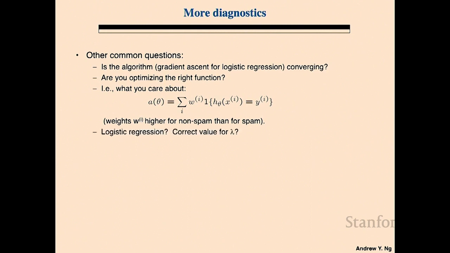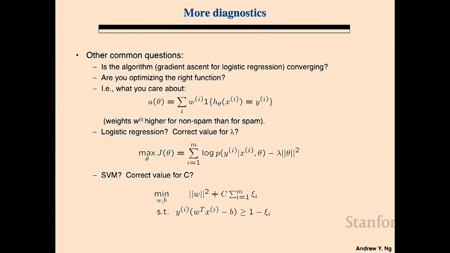So maybe that's the weighted accuracy criteria you care about. But for logistic regression, you're maximizing this cost function: the log likelihood minus this regularization term. So you're optimizing J of theta when what you actually care about is A of theta. So maybe you're optimizing the wrong cost function. One way to change the cost function would be to fiddle with the parameter lambda. That's one way to change the definition of J of theta. Another way is to totally change the cost function you're maximizing, like change it to the SVM objective. And then part of that also means choosing the appropriate value for C.